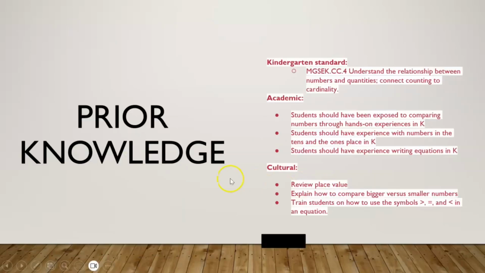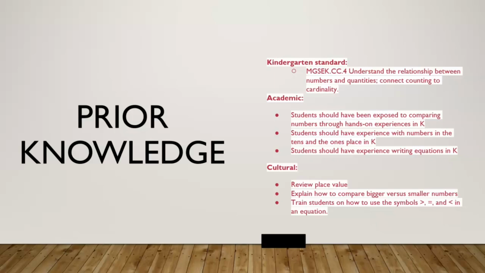The prior knowledge that the students should have in this lesson consists of both academic and cultural knowledge. The kindergarten standard they should know before this lesson is understanding the relationship between numbers and quantities and connecting counting to cardinality. In the academic setting, students should have been exposed to comparing numbers through hands-on experiences in kindergarten. They should have experience with the numbers in the tens and ones place, and experience writing equations using at least the equal sign.